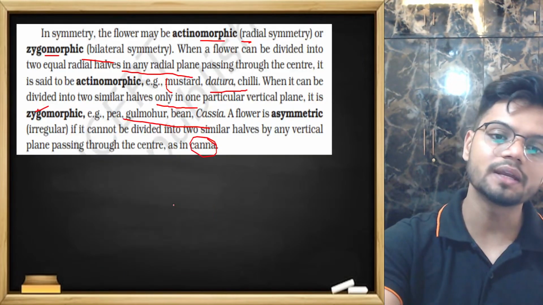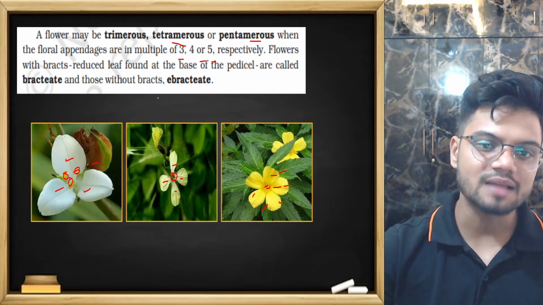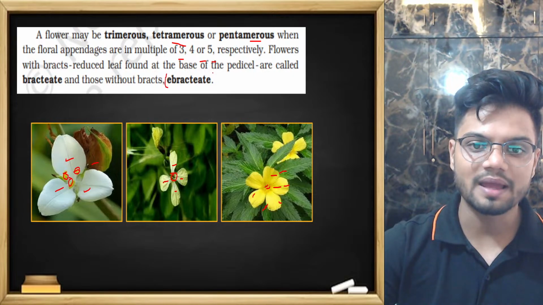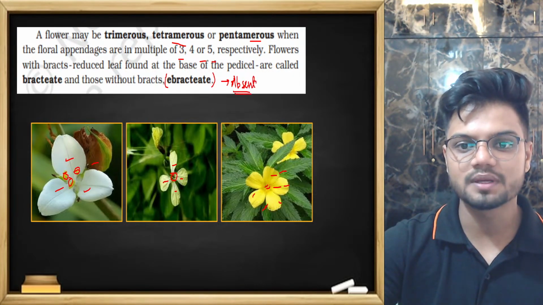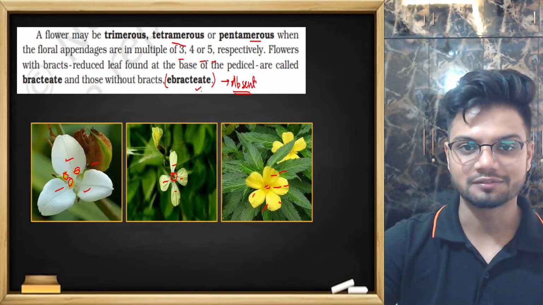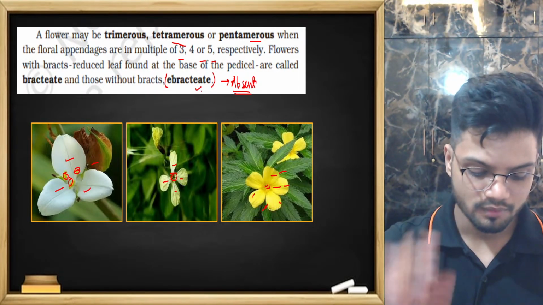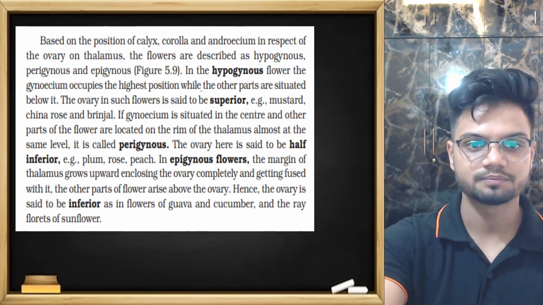If the bract is present, it is called bracteate. If the bract is absent, it is called ebracteate. When the bract is absent completely. Any doubt here, students? Quickly ask me.